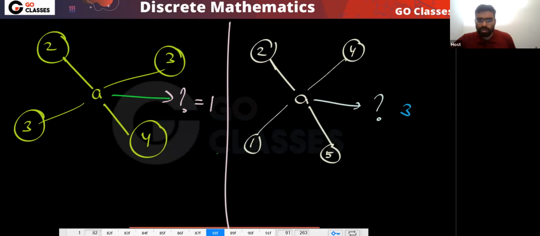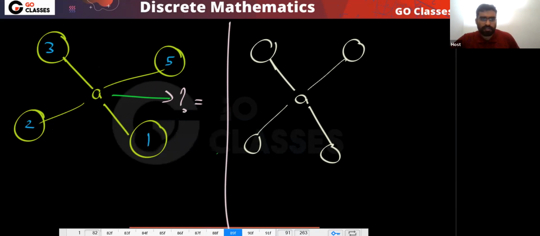So you can notice this is what I am saying. Very simple point. For example, let's assume these colors are there: 3, 5, 2, 1. So in this situation, what color will you give? You will give color number 4. So this is what I'm saying.